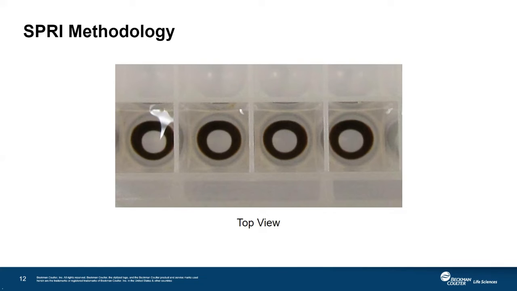This is just a top-down view. I think it's sometimes really hard to think through what it's going to look like in a 96-well plate. Again, this is a top-down view. And this is if we have a magnet where the magnet is around the outside of the wells itself. So what you're seeing here is that you get these beads in these really tight rings. That dark circle on the outside is actually the SPRI beads.